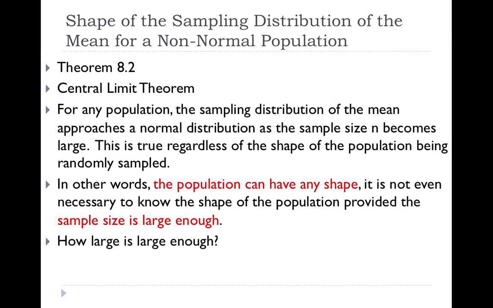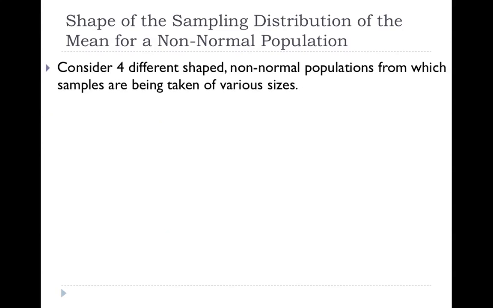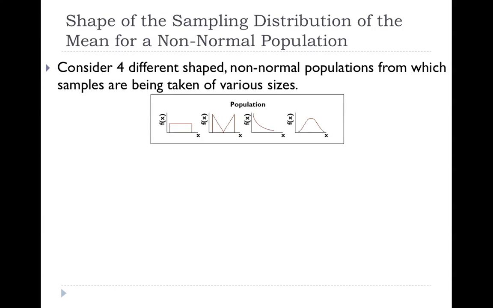Because our sample size of size 2 may be small, but is a sample of size 10 enough? Is a sample of size 20 enough? The rule is, first let's take a look at some pictures. If we start with different looking populations, only one of which is normal, the others take on different shapes. This one is a uniform distribution.